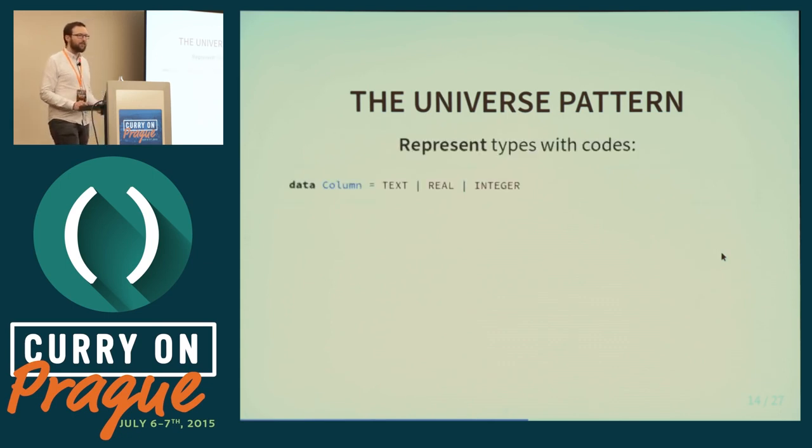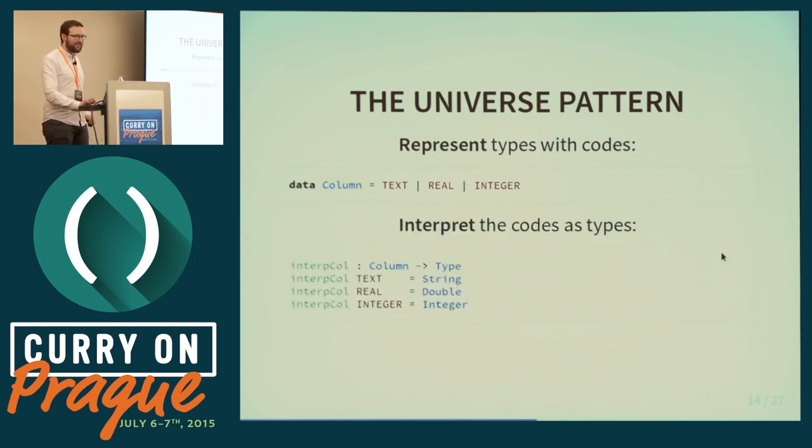So the canonical solution here is to first represent the types that you want to be able to pattern match on with a data type of codes. So the constructors of this data type are coding for a particular type, in the same sense that an AST might be code for an actual program that you're going to run. So in this case, we might make a universe of 3 particular types called text, real, and integer. I think the names might suggest how you might use these particular codes.